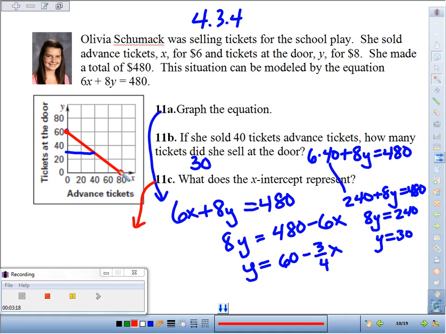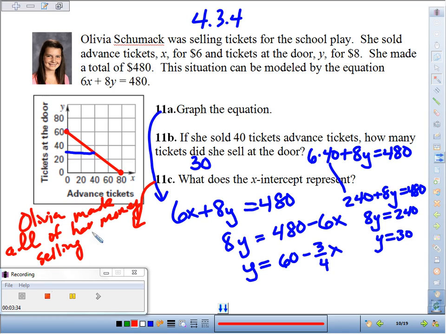Well, the X-intercept here represents that Olivia made all of her money selling advanced tickets. Or some people said it represents that she only sold advanced tickets. Or some people said it's the maximum number of advanced tickets that she could sell. So a couple different ways of interpreting that.